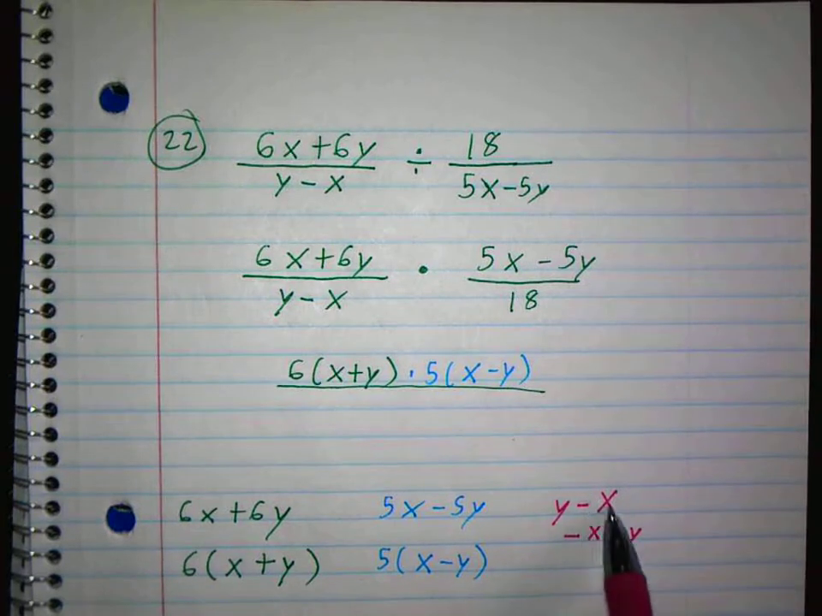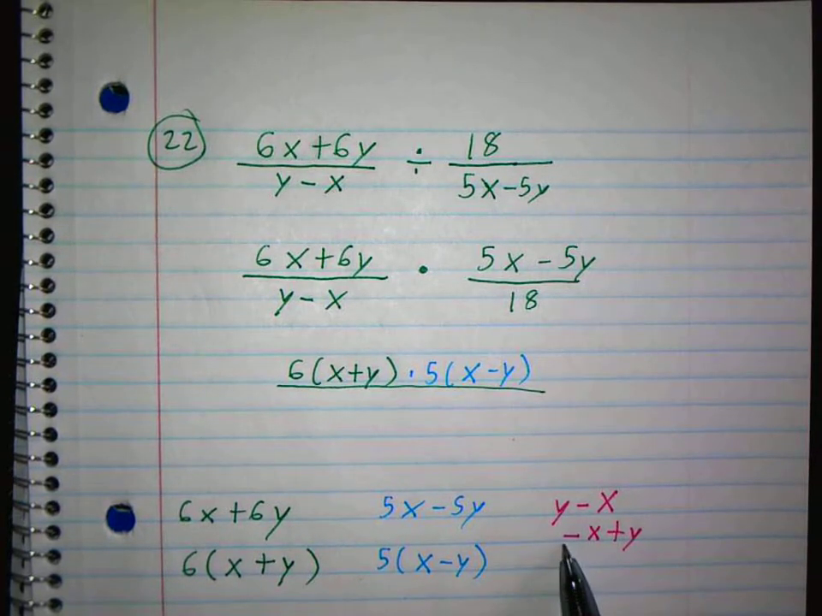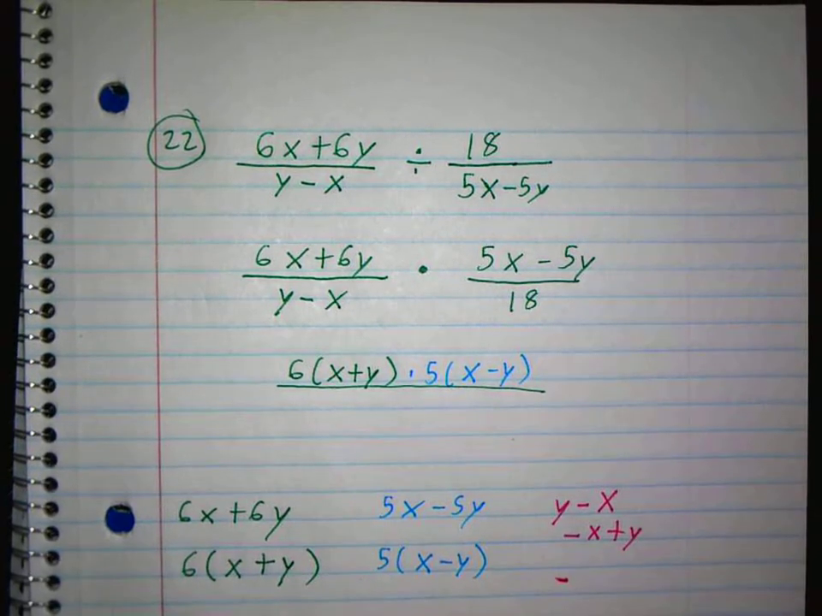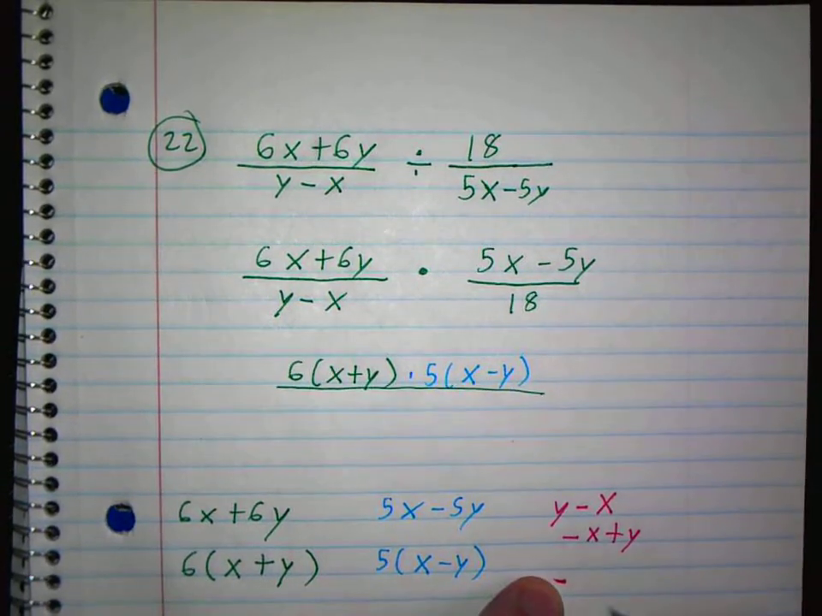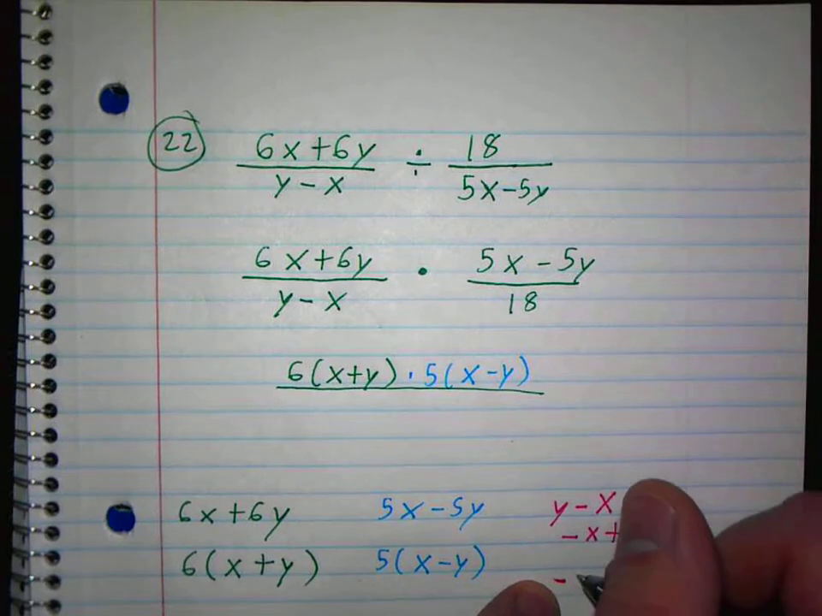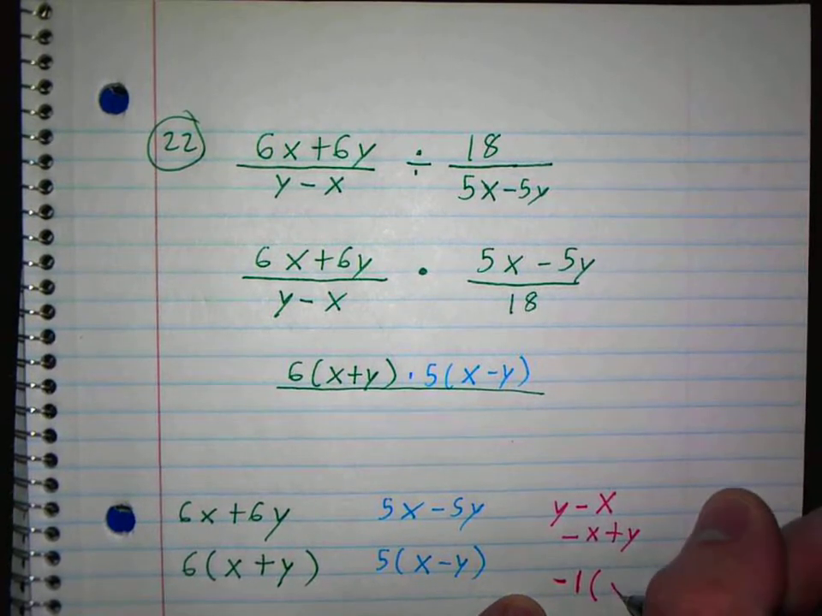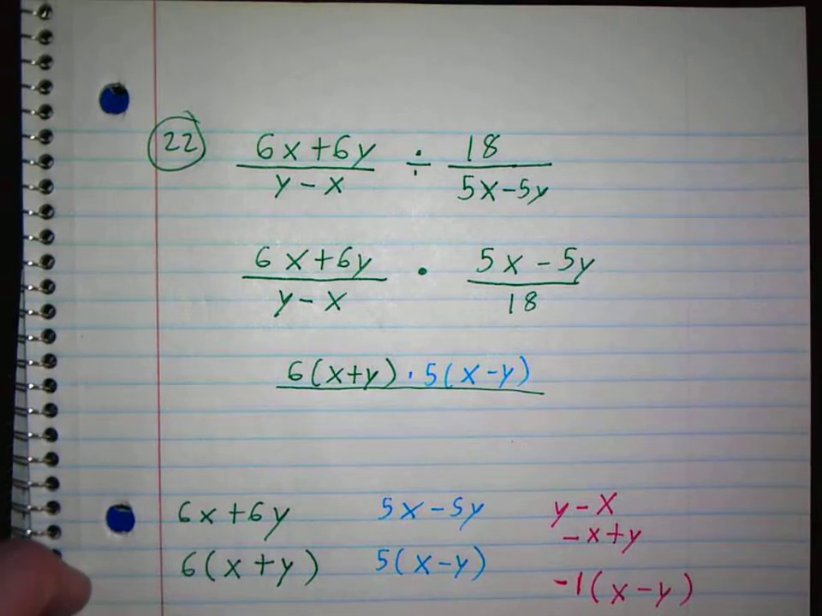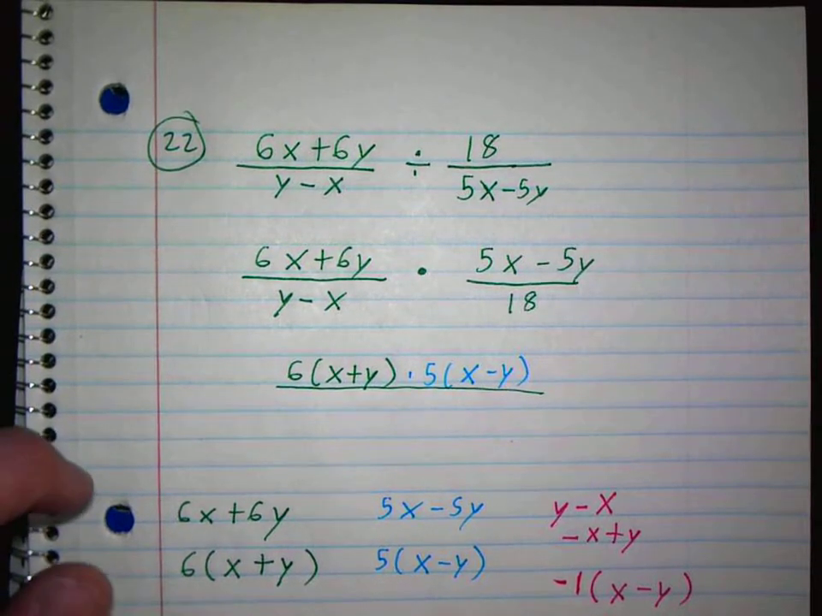right? -x plus y. But you don't like negative leading coefficients, so you factor it out. You get negative, and when you factor out a negative, you get x minus y, right? Because when you factor out a negative, it changes the signs.